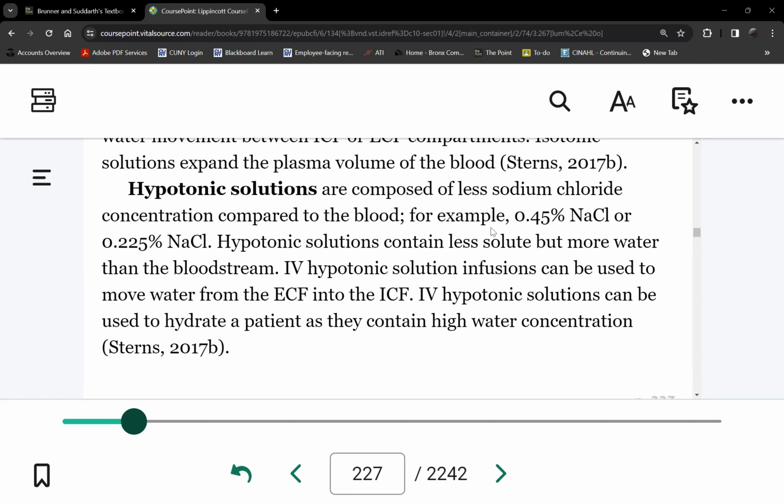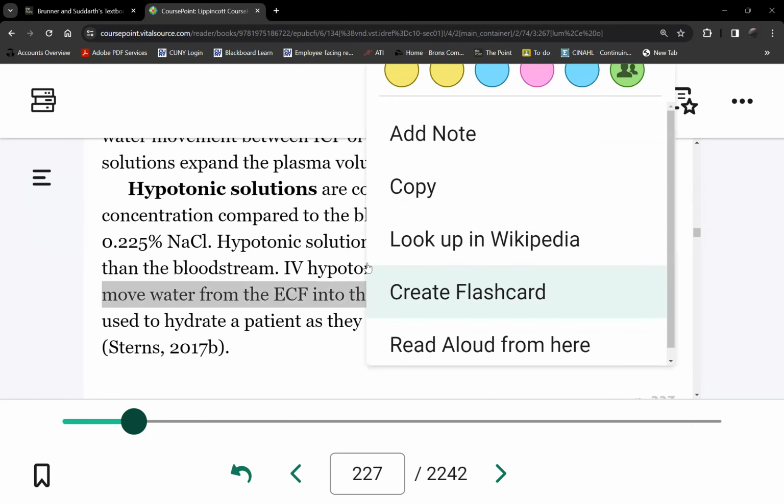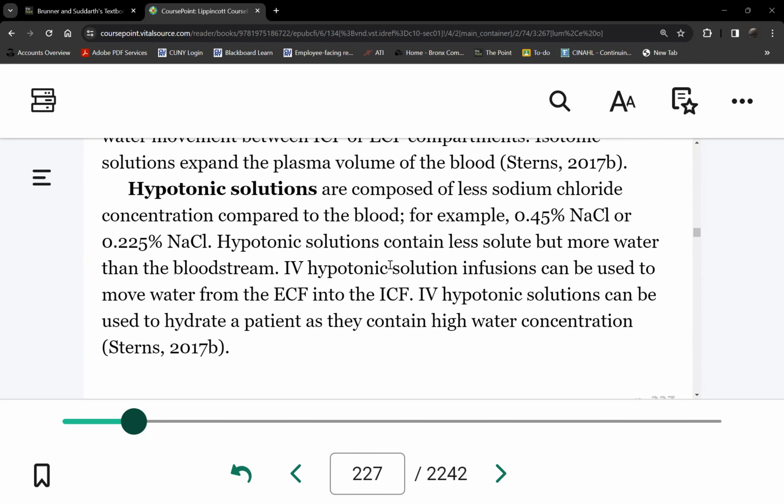So when you give this to somebody, where will this go? Look at the statement. This can be used to move water from where? Into the cell. From the bloodstream, obviously, because you give this into IV. Where will this go? Into the cells. So what could possibly go wrong if you give someone half normal saline or hypotonic solution for a long period of time? Edema. The cells will swell up, especially the brain.